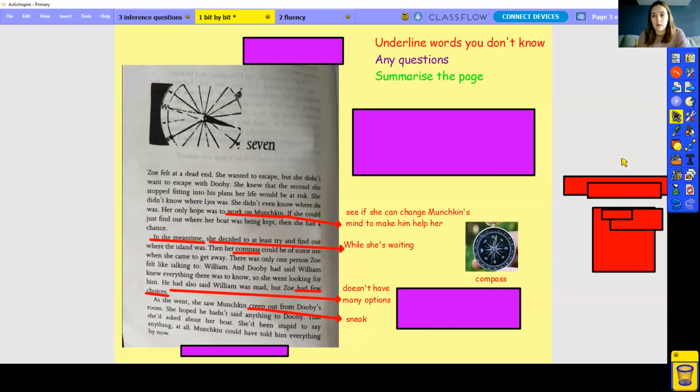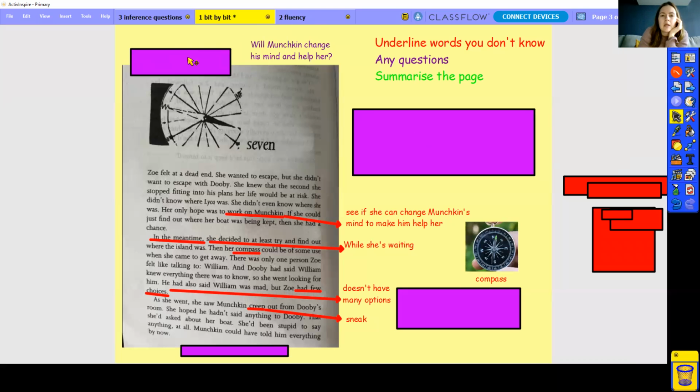Right, so in purple, I wrote some questions that I thought of as I was reading through. So let's see what questions I came up with. I thought, will Munchkin change his mind and help her? I was curious about this, because we know Spat, who's Doobie's other friend, is a lot more violent, isn't he? He beat up Zoe and he was very cruel to her. Whereas Munchkin seems a little bit more scared, and she described him as like a mouse, didn't she? So maybe Munchkin's more likely to change his mind. Maybe not. Maybe he's too scared of Doobie. I don't really know.